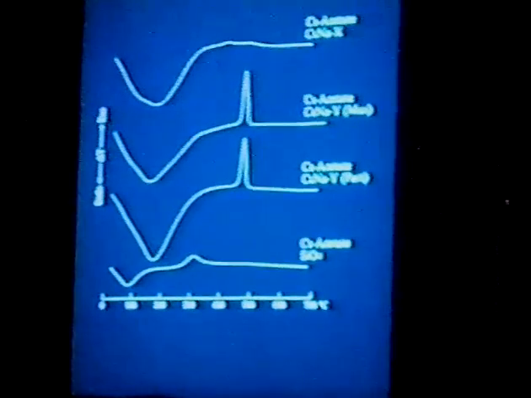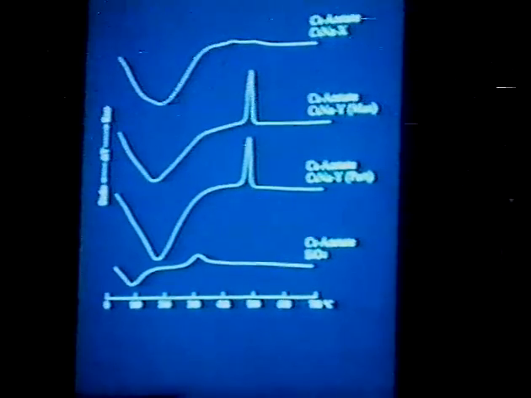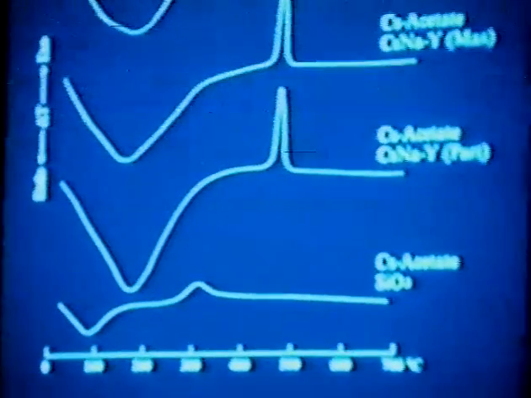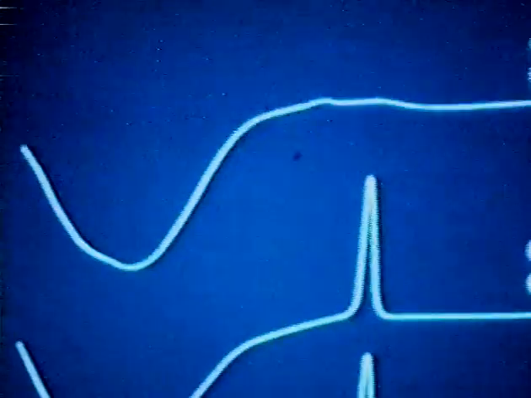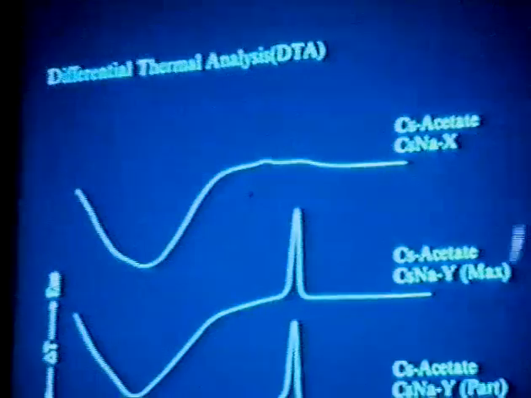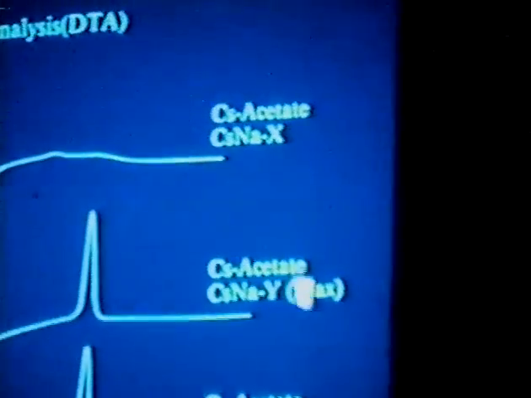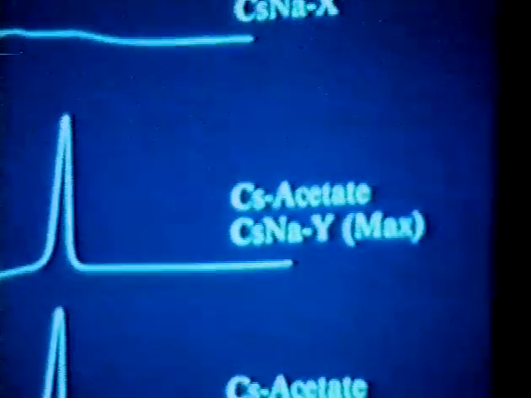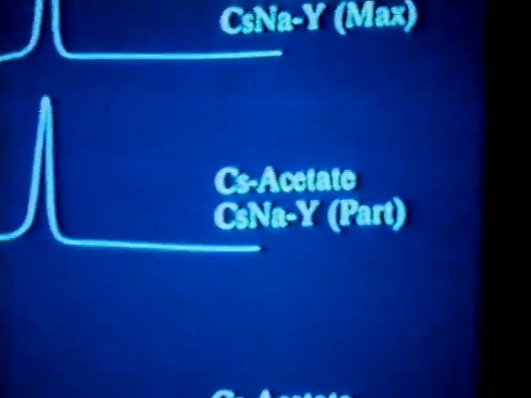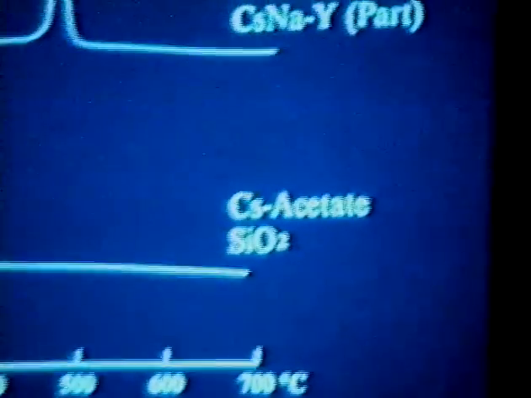First indication we get that something, in fact, is different between the X and the Y materials. From differential thermal analysis, we're looking at the exothermic being upward and the endothermic being downward. Again, our 3 materials: the impregnated X, the maximum exchange Y, and the partially exchanged Y, and a cesium acetate supported on silica at a comparable weight loading.